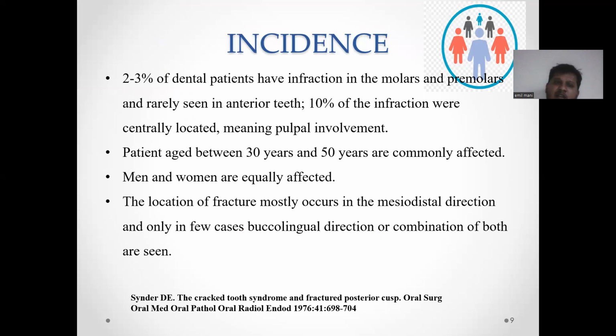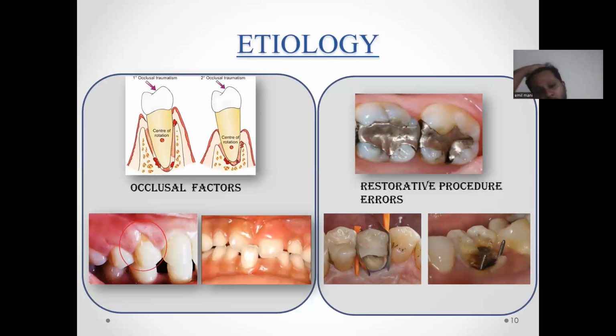If we check the incidence, 2 to 3% of dental patients have tooth infection in the molars and premolars. Patients aged between 30 to 50 years are commonly affected. If we check the predilection, men and women are equally affected. The location of the fracture mostly occurs in the mesiodistal direction. Etiology includes occlusal factors and complex restorative procedures like complex amalgam restoration, amalgam pits, etc.